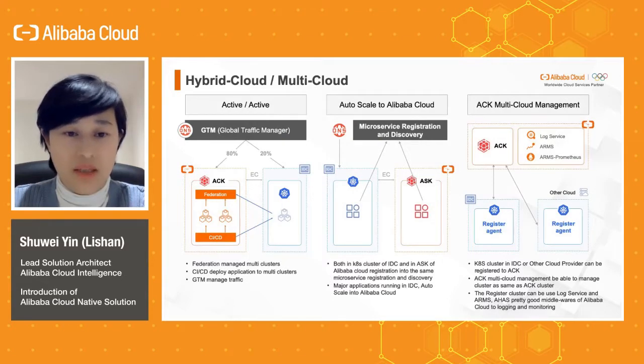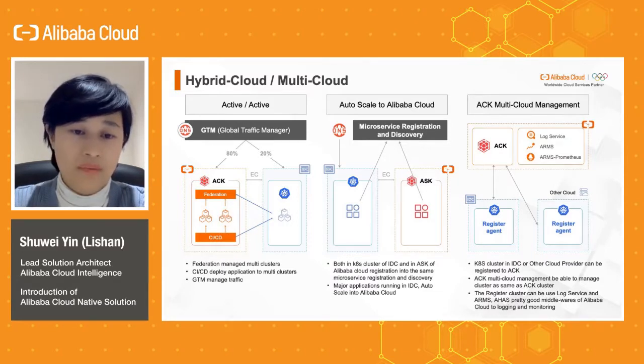Hybrid cloud and multi-cloud strategy. From our experience, three types of solutions are popular. The first one is active-active. The multi-cluster running on cloud and IDC respectively, and leverage federation to manage the multi-cluster. CI/CD platform deploy application to multi-cluster and using GTM to manage global traffic.